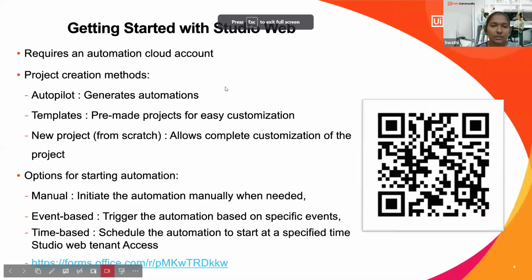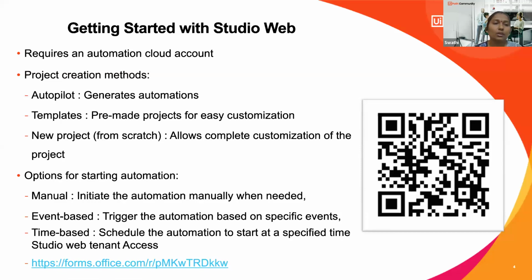When it comes to project creation methods, we have three methods to create a project. One is Autopilot, second is template, third is new project. Now, what are Autopilot, template, and new project? Autopilot means it generates automation from our prompts. For example, if I give a prompt to check whether a year is a leap year or not, it will generate the automation directly. Templates are pre-made projects, and we can use them as they are, or change them as per our requirements. And finally, new project: if we want to create our project from scratch, then we have to go to new project.